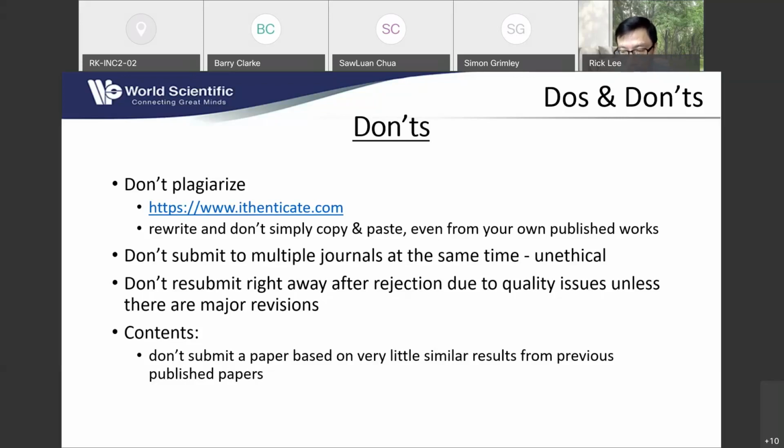We have seen similar cases, but how do we find out, actually? It just happened that we have a few journals handled by the same in-house editors. So suddenly they find out that this person submitted the same article to multiple journals. That is unethical in that sense.